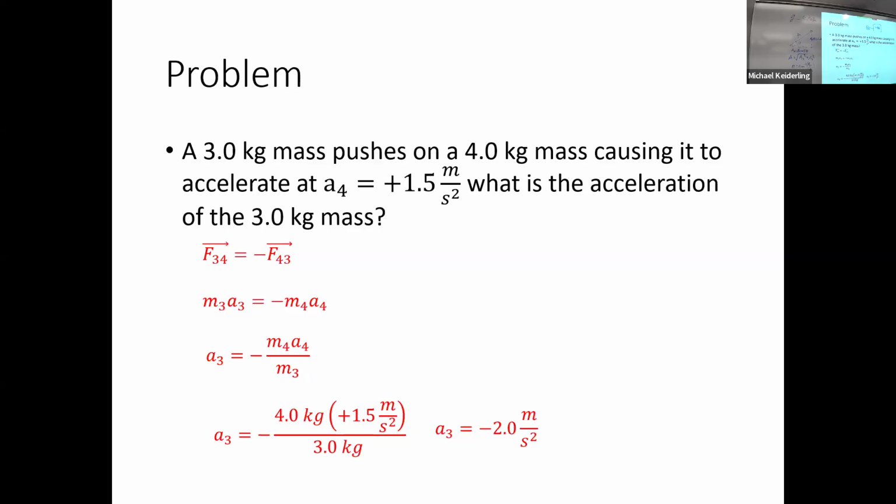So the force on 3 from 4 is equal to minus the force on 4 from 3. So mass 3 times acceleration 3 equals minus mass 4 times acceleration 4. So acceleration 3 is minus mass 4 times acceleration 4 over mass 3. So acceleration 3 is minus 4 kilograms times plus 1.5 meters per second squared divided by 3 kilograms. So that's 6 divided by 3, but minus, so minus 2 meters per second squared.